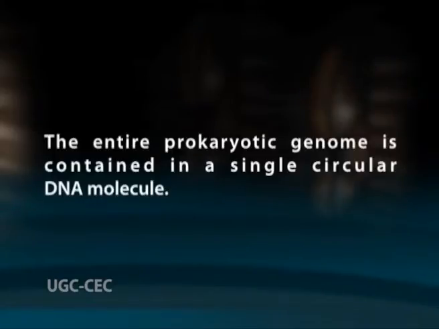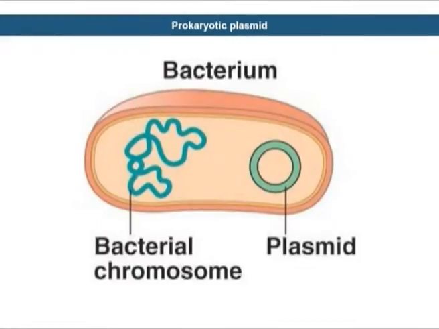In prokaryotes and eukaryotes, the physical organization of the genome is also different. The entire prokaryotic genome is contained in a single circular DNA molecule. Other than this single chromosome, prokaryotes may also have additional genes on independent smaller circular or linear DNA molecules called plasmids, as shown in figure 3.